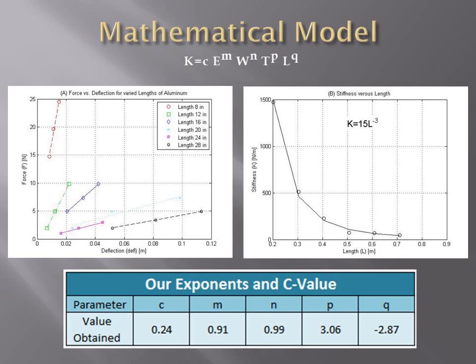Our geometric constant C was calculated for each data set using our data and exponents. An average geometric constant of 0.24 was calculated.